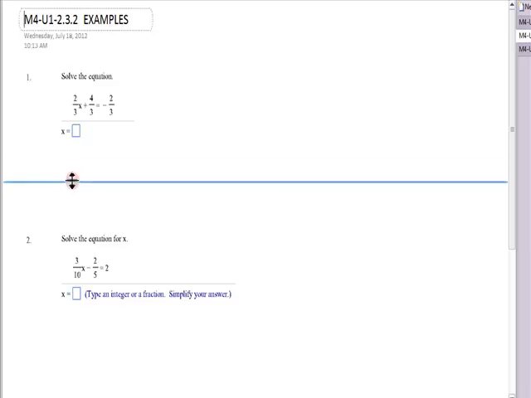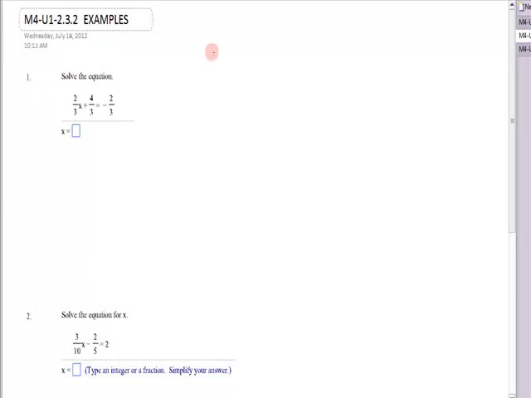Problem number 1. I have 2/3 x plus 4/3 is equal to negative 2/3. Now, when I look at all of the denominators, I notice they're the same in this problem, so the LCD is 3. Now, I'm going to multiply every term on the left and every term on the right by 3. I'm going to try to use color to do this.